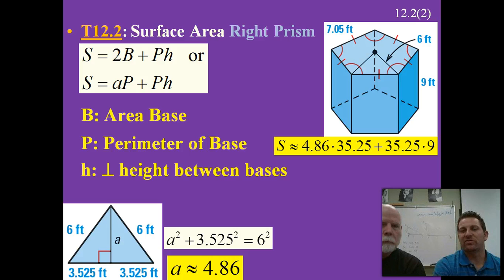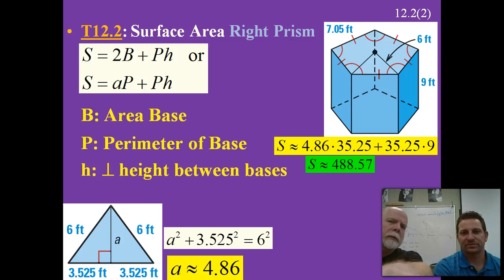So that gives me 4.86, which is the apothem, times 35.25, which is the perimeter of the base, plus the perimeter of the base again, 35.25, times the height between bases, which is 9 feet. Plug all that into my calculator, and the surface area of this shape is approximately 488.57 feet squared. It doesn't have the feet squared part on there, it's something we need to go back and add one of these days, but it is in square feet because it's area.